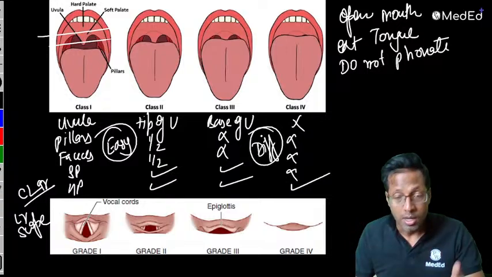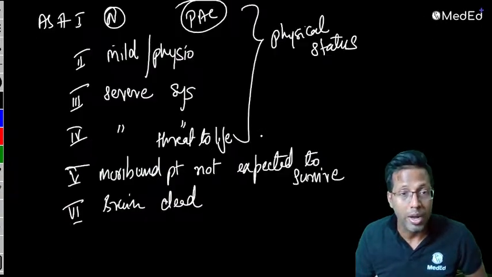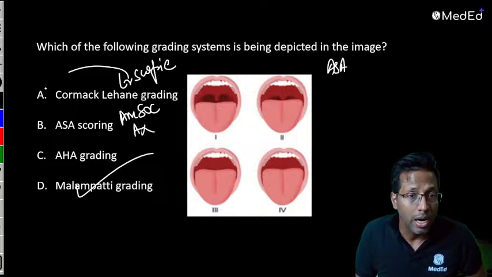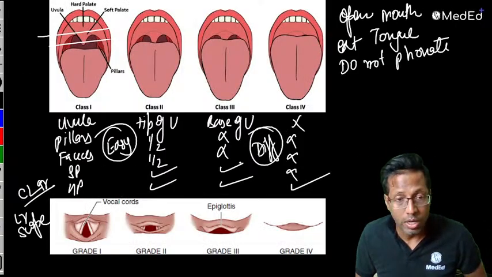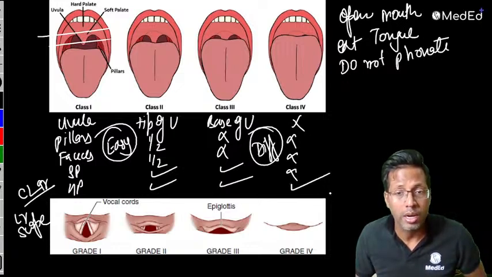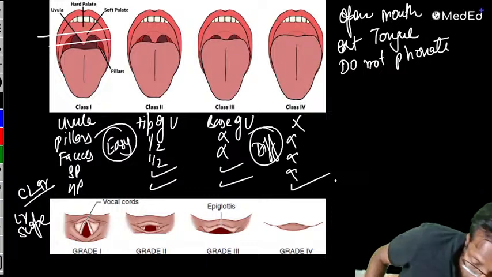So this is what we have covered here. Mallampati, how to do Mallampati classification, and we've also done the CL grading. So this CL grading, which has been mentioned over here, this image is what is seen here below. Okay, so this is your CL grading, the one which you see below. Thumbs up everyone. We'll go to the next one.